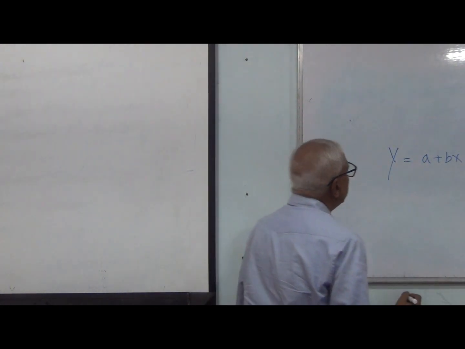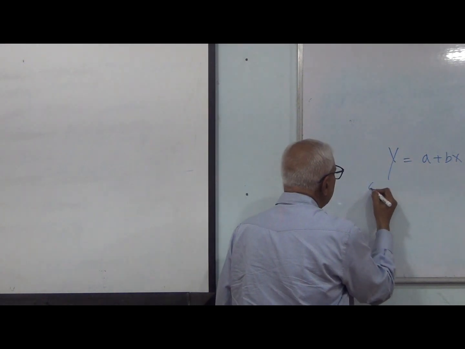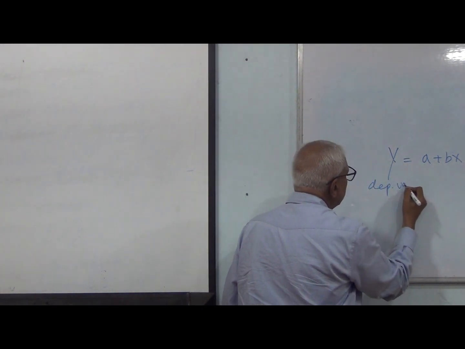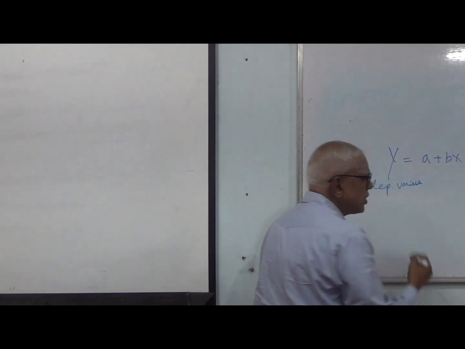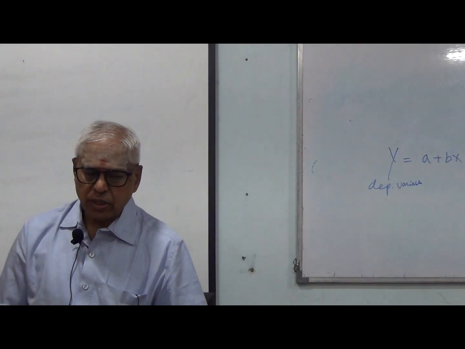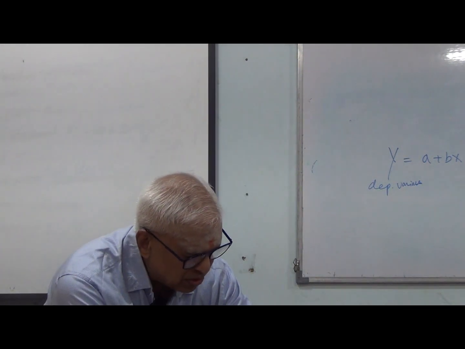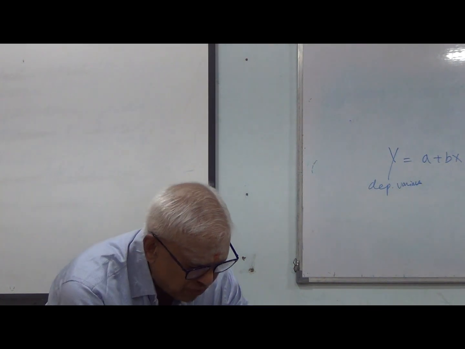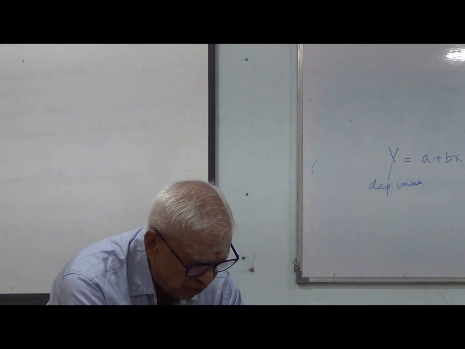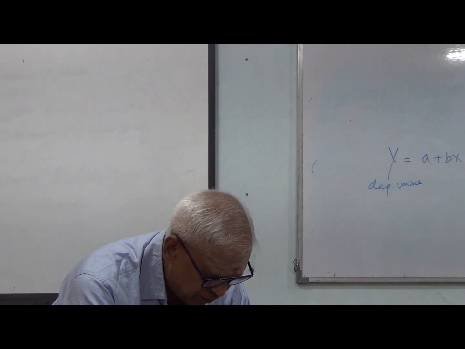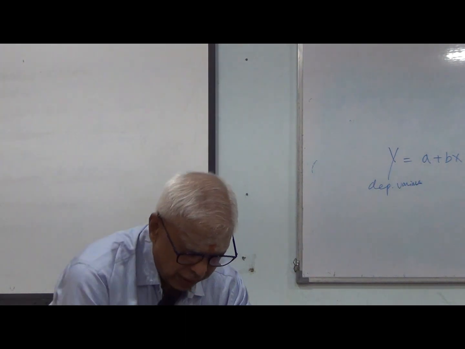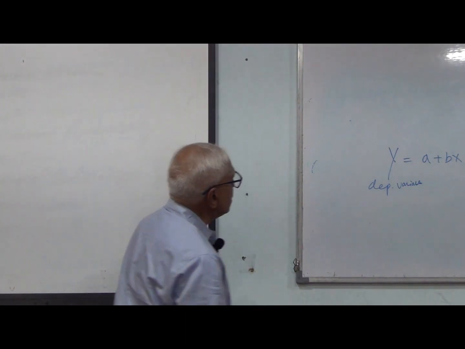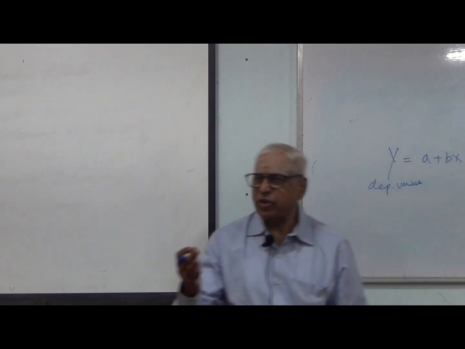The important point here is this is a dependent variable. We call this a dependent variable. Dependent variable means farmers are raising the profit. So profit is a dependent variable, and profit depends upon... you have to make a hypothesis.